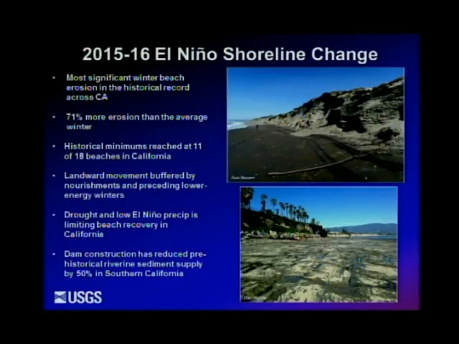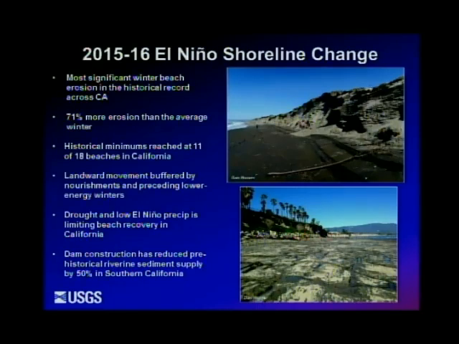And also we were fortunate that preceding winters were quite low energy. So we had very mild conditions from about 2010 to 2014. So the beaches had time to accrete quite a bit. So it could have been much worse. However, the drought is actually contributing to the recovery of these beaches, and also the fact that we had a very low precipitation El Nino winter. When it rains, sediment flows through rivers to the coast. That sediment redistributes along the coast, and that's helped supply our beaches.